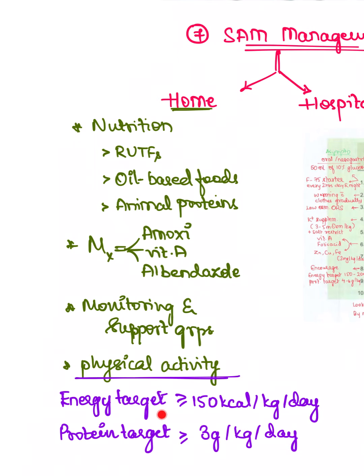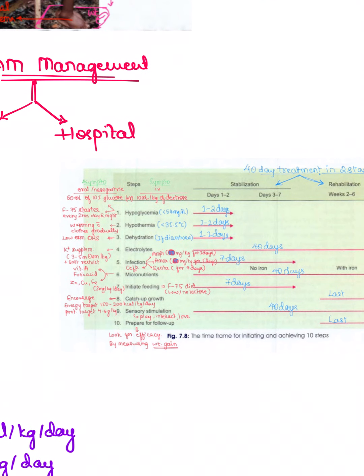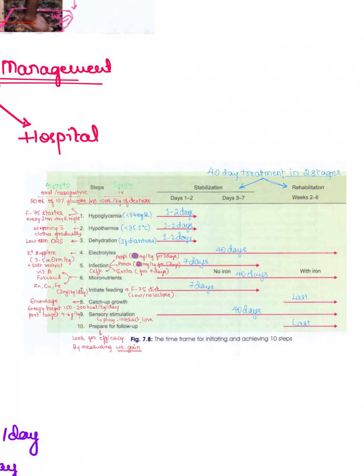And remember, the energy target for home management is 150 kilocalories. Protein target is more than or equal to 3 grams per kg. And the best way to measure the efficacy of treatment is by measuring the weight of the child. If there is weight gain, certainly the child is having good improvement in the treatment.